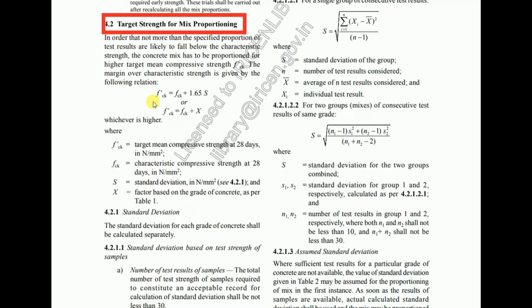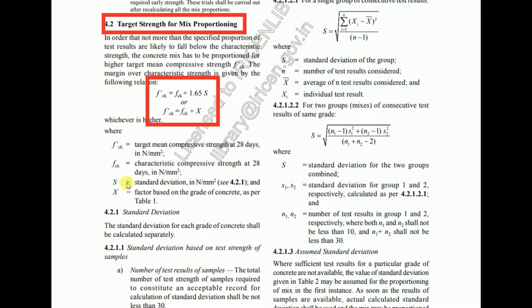So we need to consider this formula: f'ck is equal to fck plus 1.65S, or f'ck is equal to fck plus X. Among these two, whichever is higher, we need to consider as the target mean strength. Here f'ck is the target mean compressive strength at 28 days and fck is the characteristic compressive strength at 28 days. S is the standard deviation and X is a factor based on grade of concrete as per table 1.